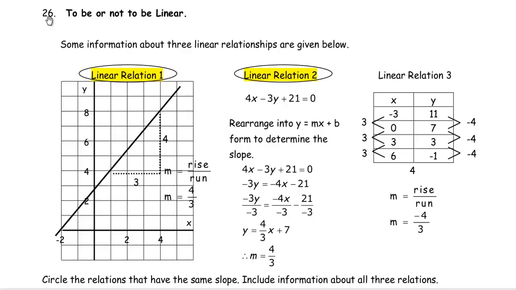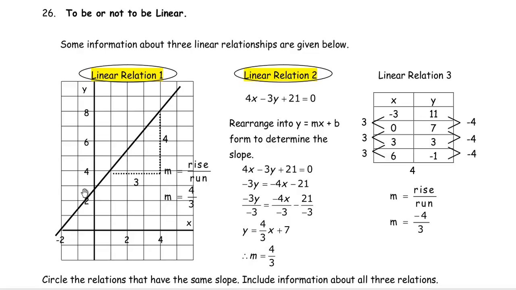Question number 26. To be or not to be linear. Some information about three linear relationships is given below. A lot of this is not in the question, it's work I've done in the solutions. You're asked to circle the relations that have the same slope. Include information about all three relations.